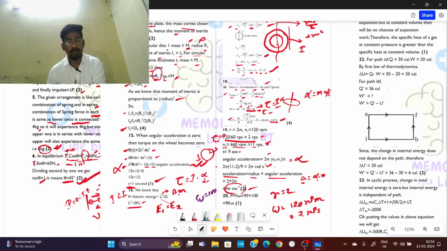Calculate the power. The formula of power is torque into angular velocity. Angular velocity is 100 and the torque is 90. If you multiply them, you will get 9,000 watt, that is equal to 9 kilowatt. Therefore, option 1 is correct.